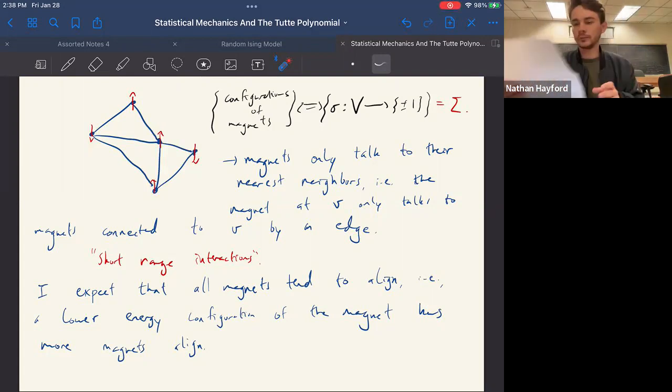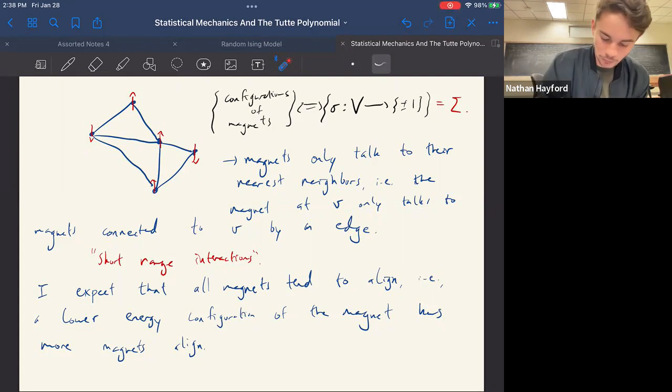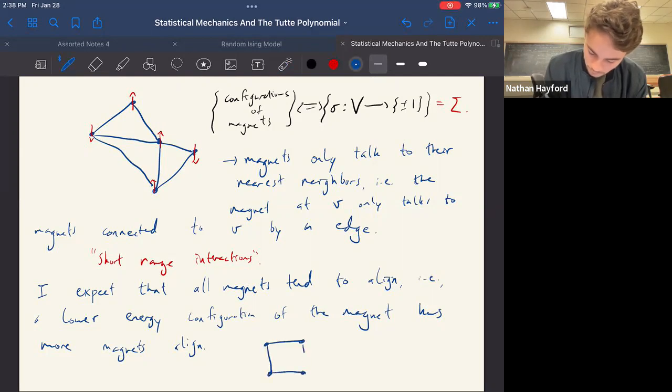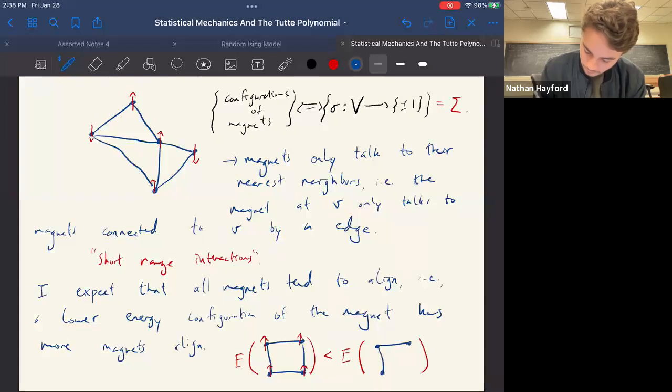So let me draw a picture of what I mean by lower energy configuration. Simple example. Let's do this. This configuration, the energy of this I expect to be less than the energy of something like, let's say, if these three are aligned and this one's misaligned.